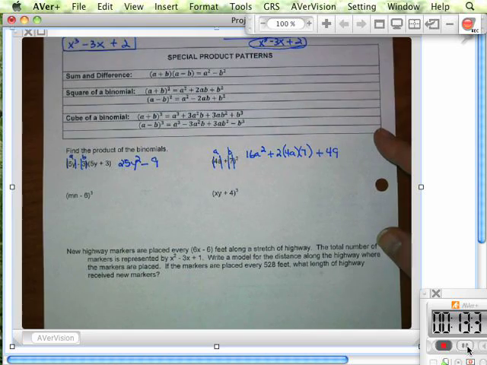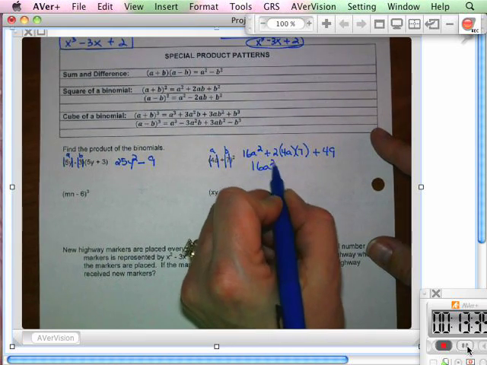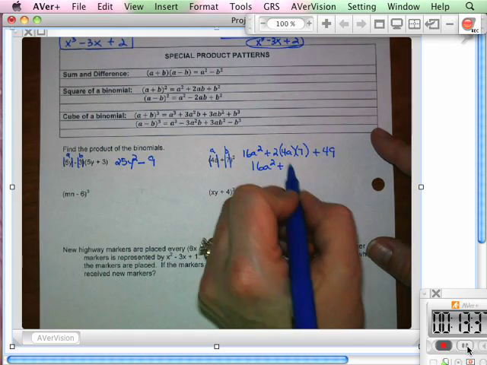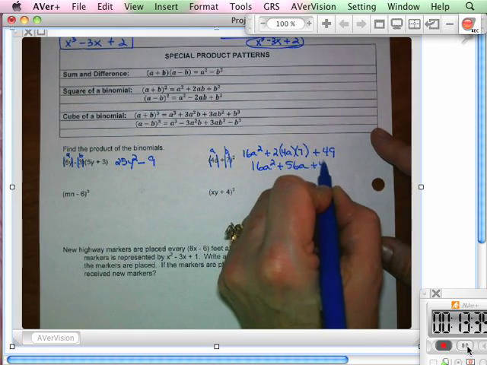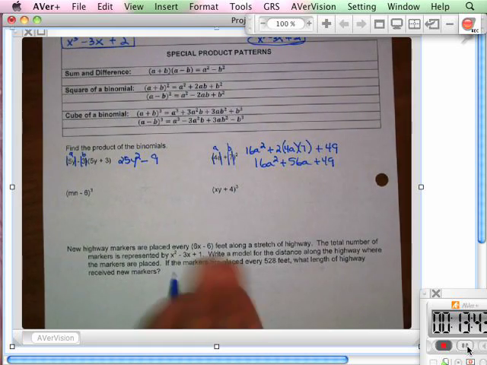And then I simplify this middle term to get my answer. 16a squared plus 56a plus 49. Very easy. If you don't remember the pattern, you could always FOIL.